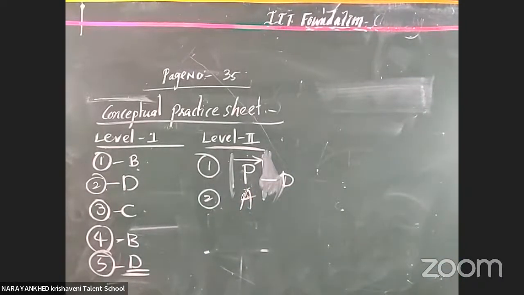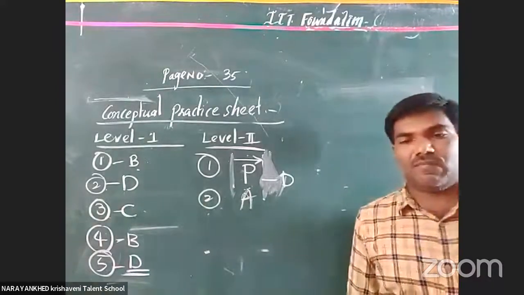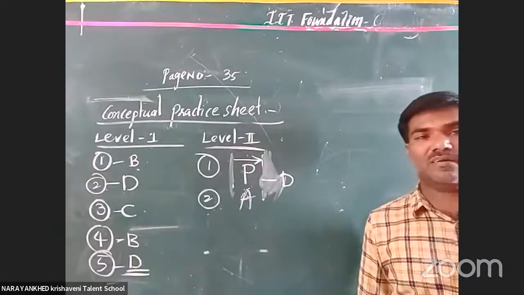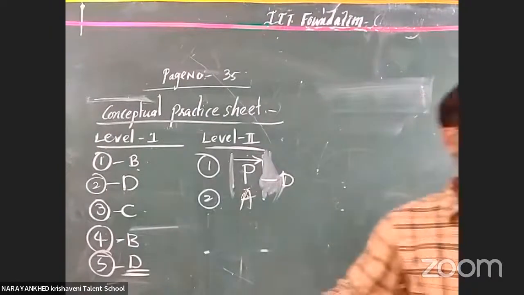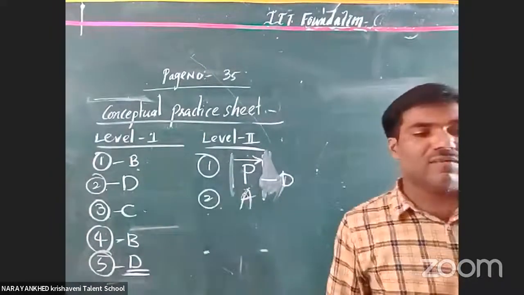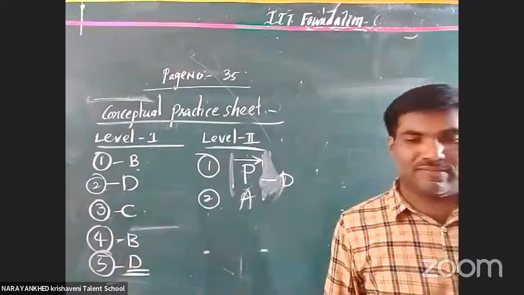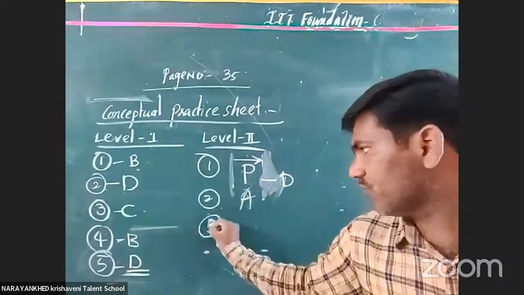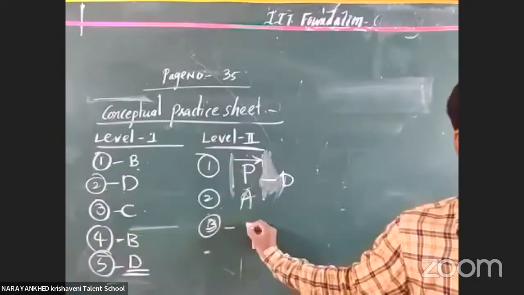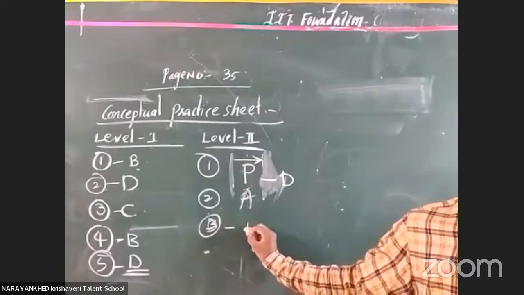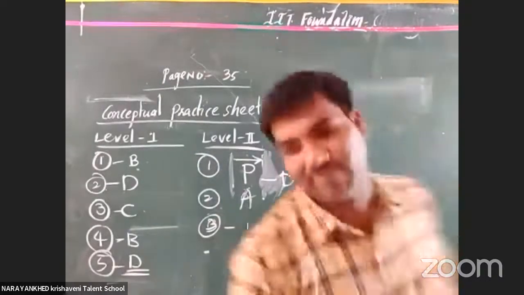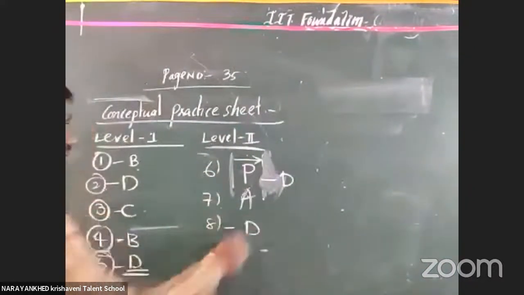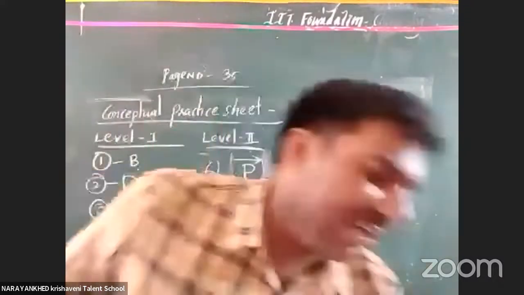Eighth one. Which of the following quantities is a vector? They have given time, speed, distance, displacement. Speed, distance and time are all scalars. The remaining one, displacement, is the only vector. Sorry, eighth question, yes. The eighth question answer is D.